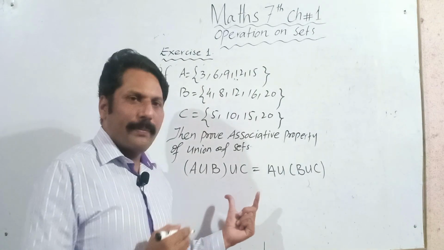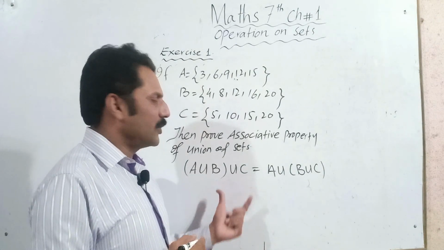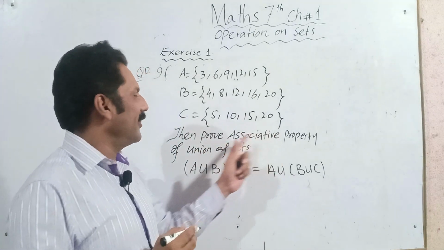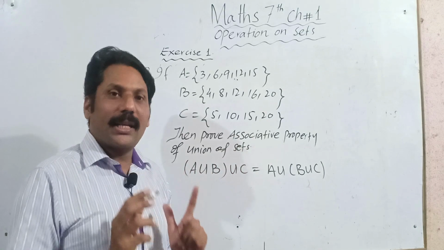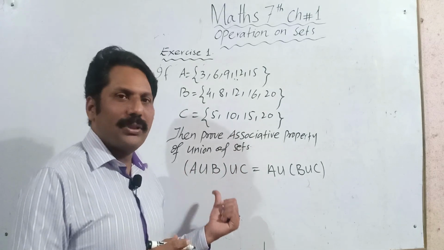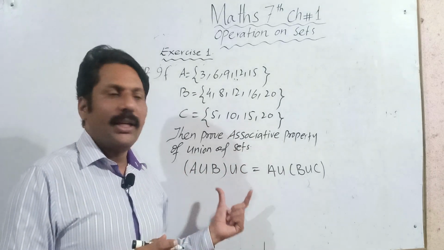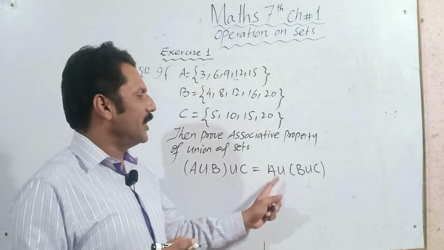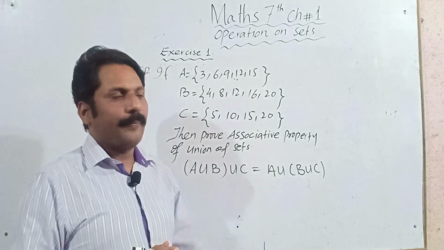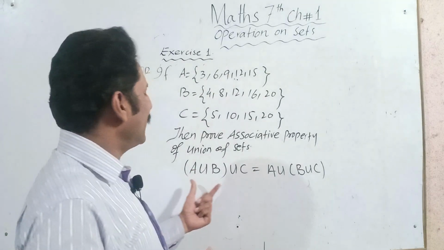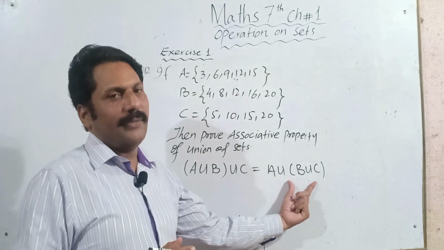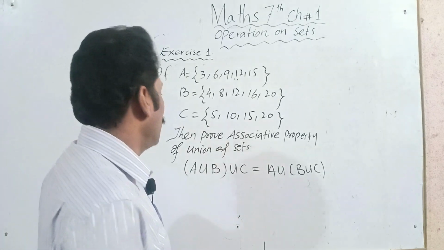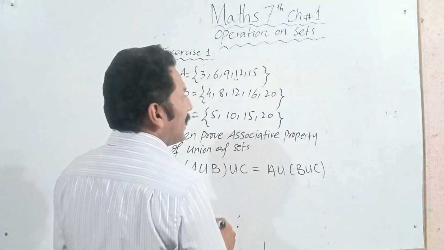If it is written in the paper, that's good. If it is just written that prove the associative property of union of sets, then you must keep in mind what is the associative property of the union of sets. Three sets A, B, and C are included. So (A union B) union C is equal to A union (B union C). Okay, so left hand side and right hand side we will find, and then we will match the answer, then it will be proved. So let's start.